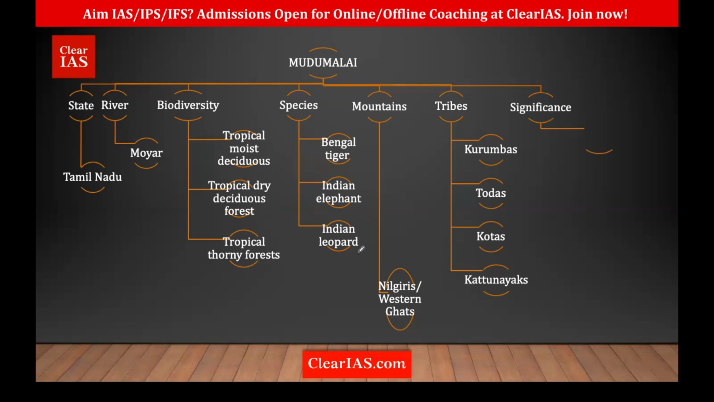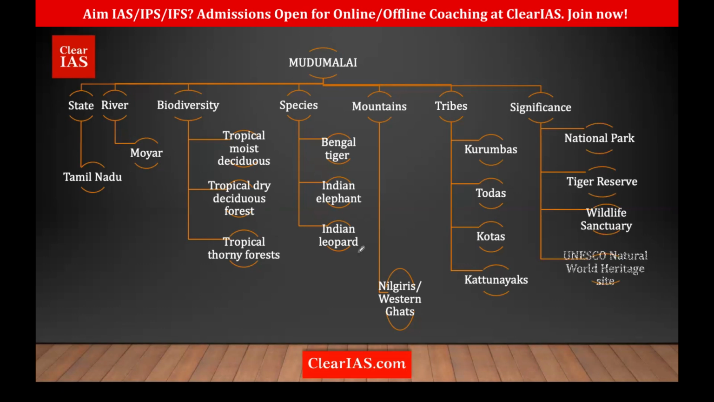And what is it known as? It's a national park as well as a tiger reserve. And it is a wildlife sanctuary as well. And it is part of what UNESCO Natural World Heritage Site. That means it is part of Western Ghats. That is why it is part of the World Heritage Site, as well as it was part of what? The Nilgiris Biosphere Reserve. Okay, so this is the significance of Mudumalai. So remember, the Moyar River is flowing through it. It is in Tamil Nadu.